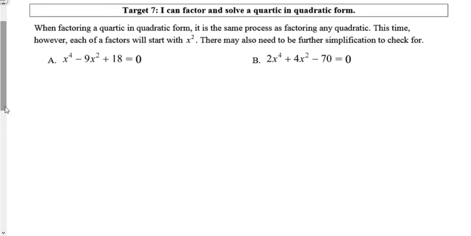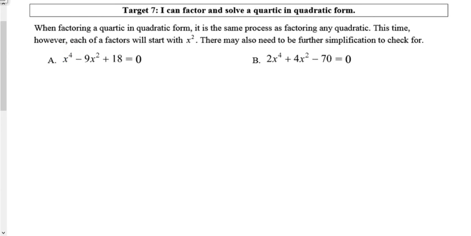Target 7, I can factor and solve a quartic in quadratic form. So this process is going to look very familiar as well, in the sense that we're actually going to be using just the factoring methods that we know. So when a is 1, when a is not 1, factoring out GCFs, and then maybe difference of squares here and there. But the thing is, we're starting with x to the 4th power. Okay, we're actually starting with that instead of x squared. So our factors are going to look slightly different here.